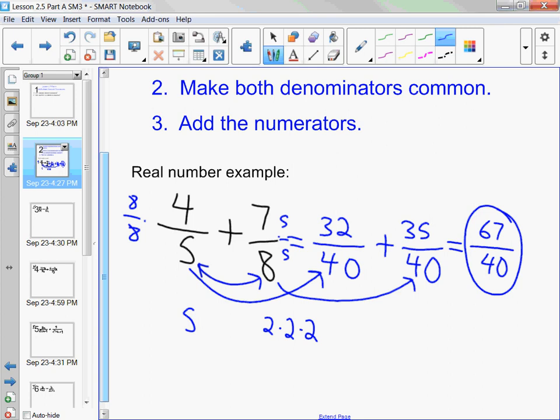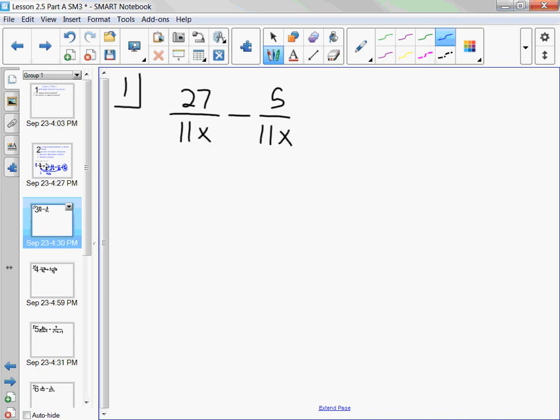All right, here's our first problem. Mrs. Harris, go ahead and pass out the assignment. You can pause this while you do so, and we will do number 1 together.